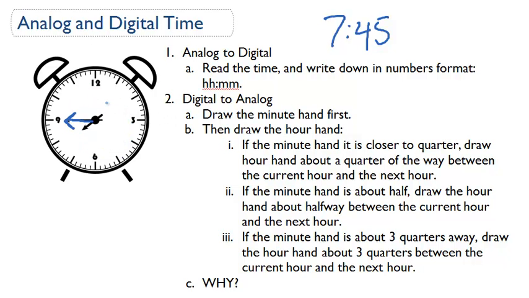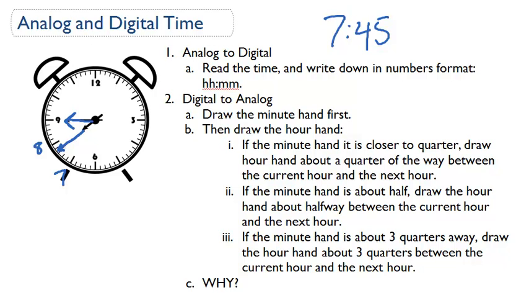Let's think about where the hour hand goes. Does the hour hand go closer to the 8, or does it go closer to the 7? In this case, it will probably be closer to the 8 because the minutes are already pretty close to 8 o'clock. So we're going to draw this not quite towards 8, but in between 7 and 8, leaning towards 8 o'clock. And that's how you draw the hour hand.